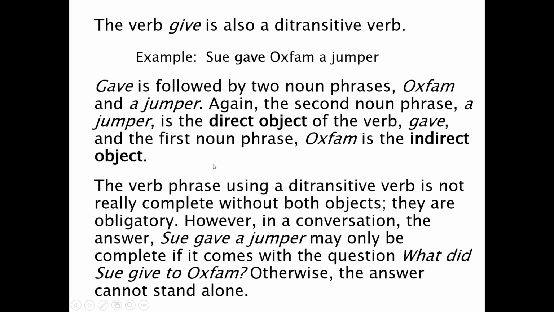Okay, the verb phrase using the transitive verb is not really complete without both objects. They are obligatory. If I say I gave John, I sent John, the sentence is not meaningful. That's why it needs a complement. However, in a conversation, the answer, Sue gave a jumper, meaning تصدقت به, gave a jumper only, can be complete if it comes in answer to a question.